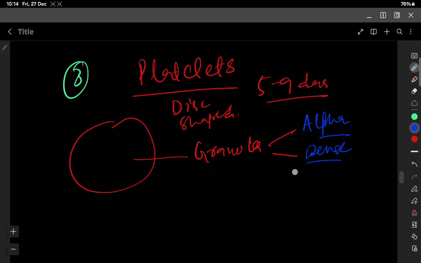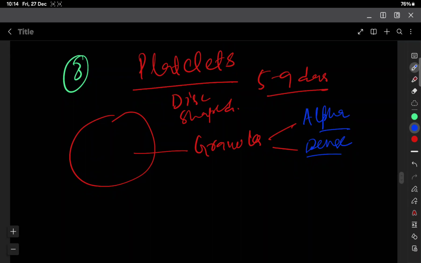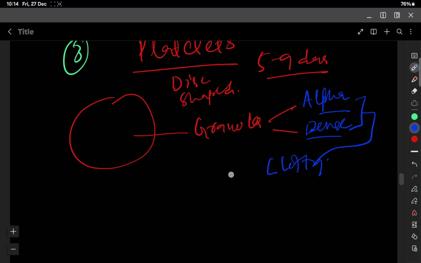These granules will release several chemical mediators which form the blood clots. So they help in clotting. If you go to each cubic millimeter of blood, it contains 250,000 to 4 lakh platelets, almost.